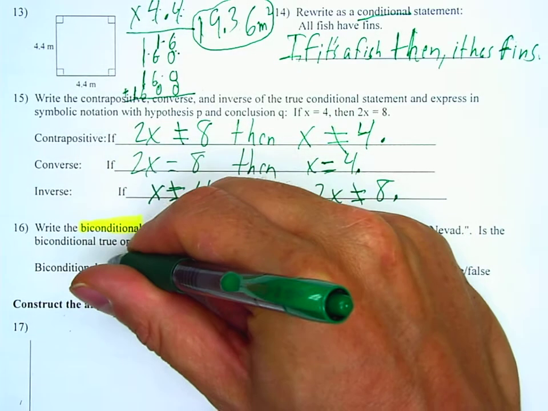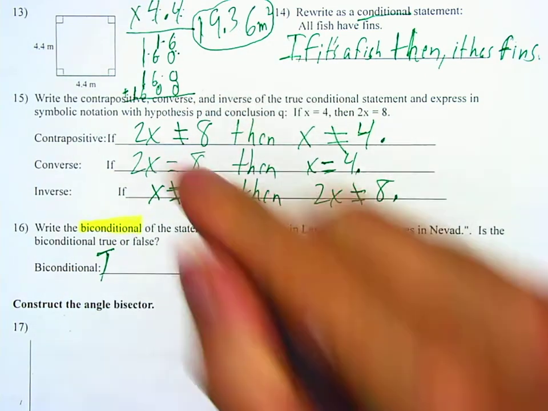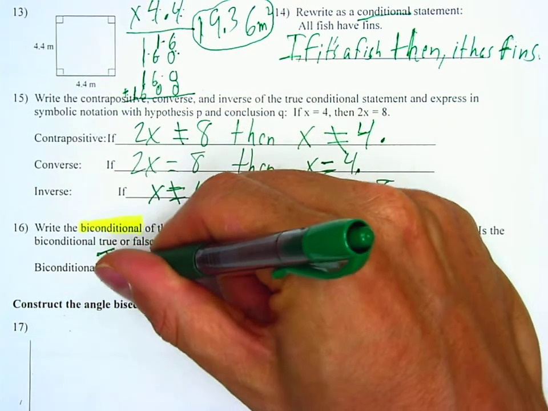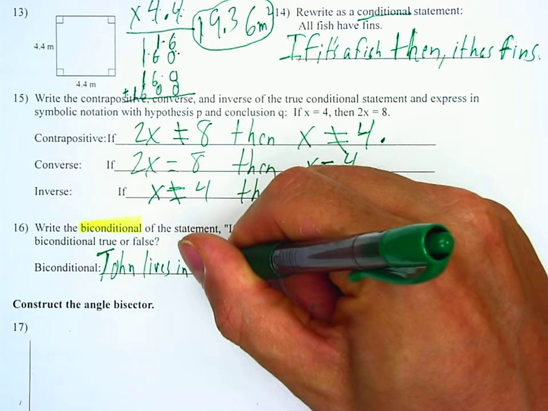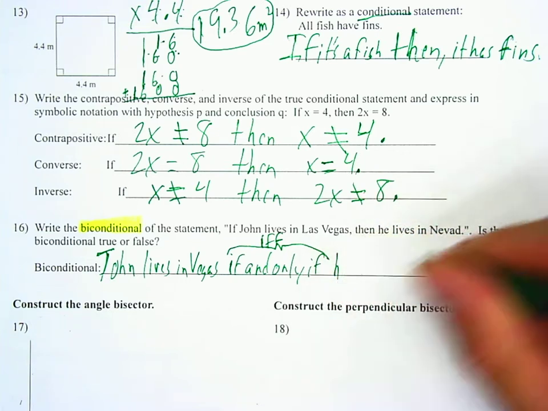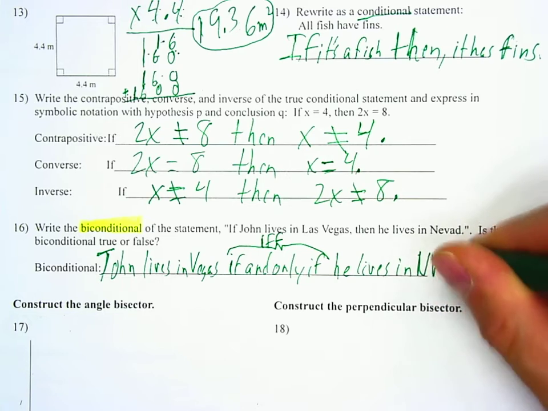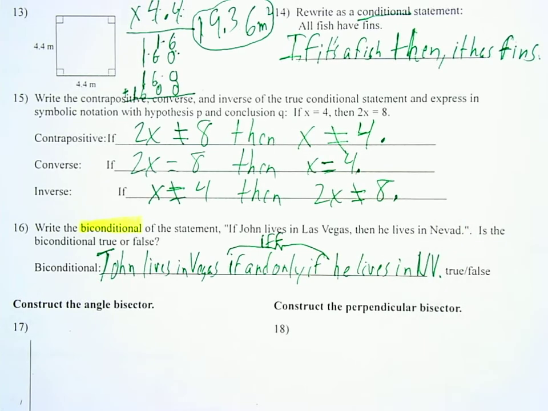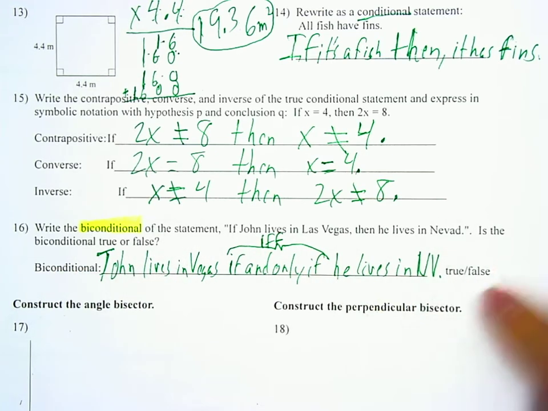So, John lives in Vegas. Notice I didn't put the word "if" at the start because the "if" is in the middle. John lives in Vegas if and only if he lives in Nevada. Second part of this is whether it's true or false. So it'll be out of 5 points. 3 will be writing the statement down properly, and the other 2 will be circling true or false here.